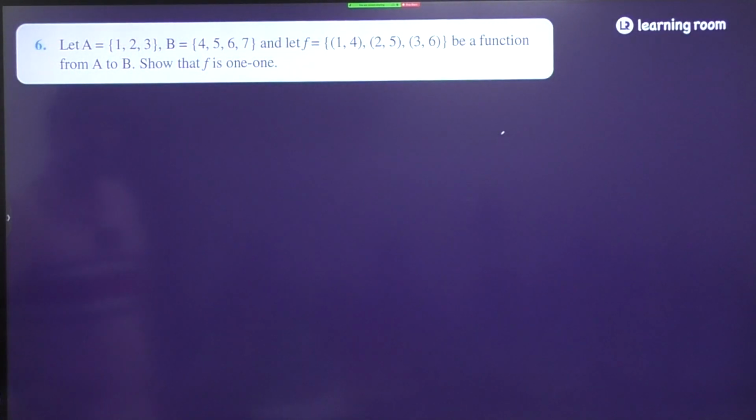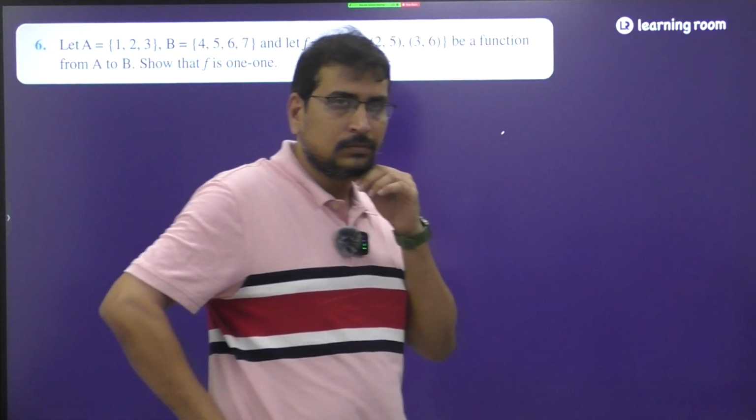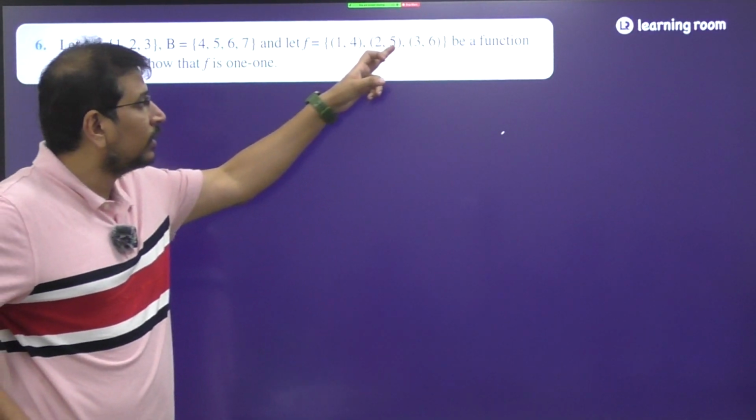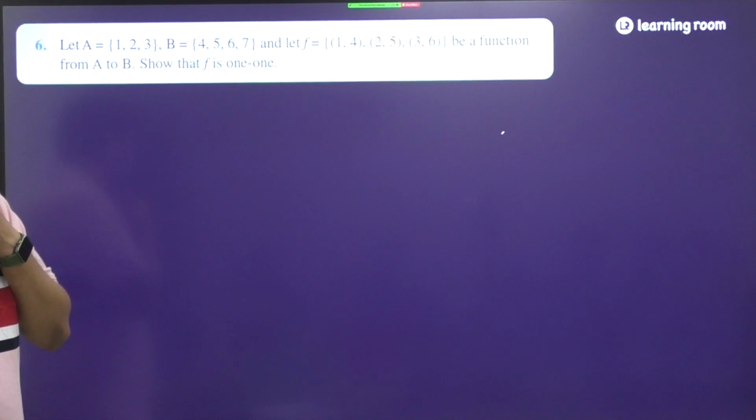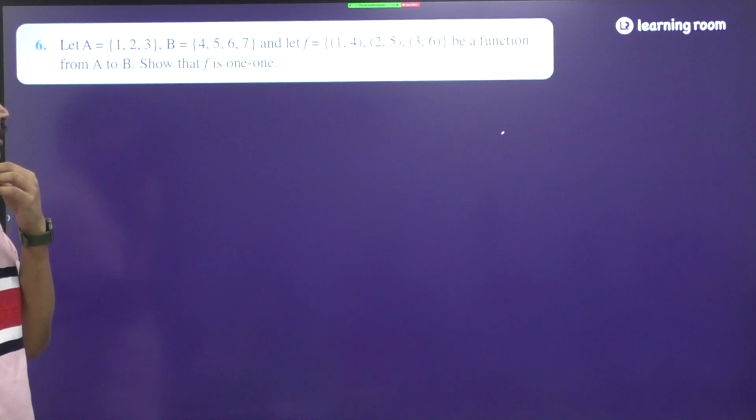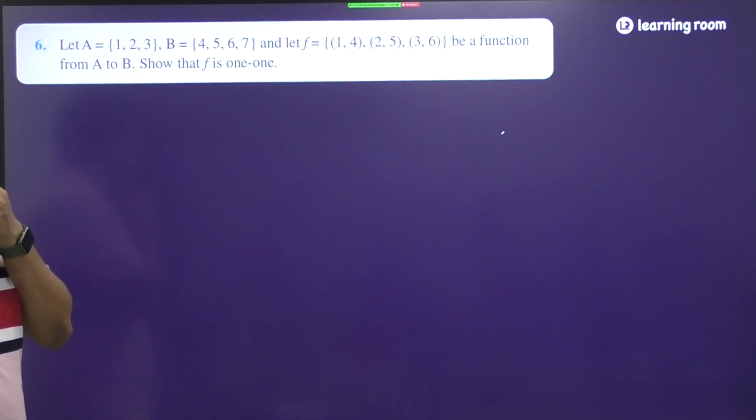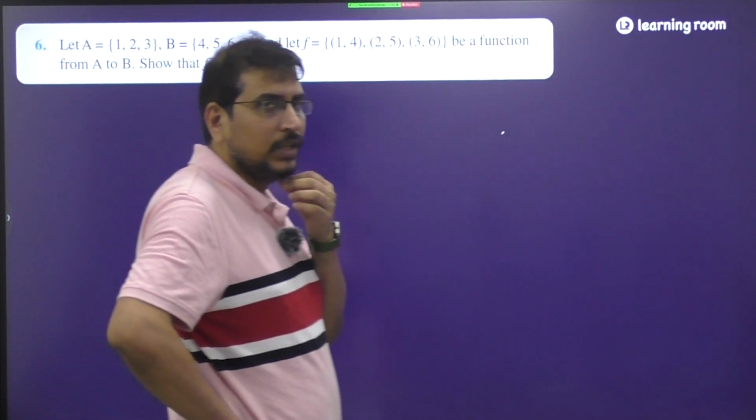A is equal to {1, 2, 3}, B is equal to {4, 5, 6, 7}. Let f is equal to {(1, 4), (2, 5), (3, 6)} be a function from A to B. Show that f is one-one. Is it one-one? Because no two elements in the range set are the same. Hence, it's a one-one function. We have to show that f is one-one. How will you show? That's the same logic. Since each element is associated with a unique output, it's a one-one function.